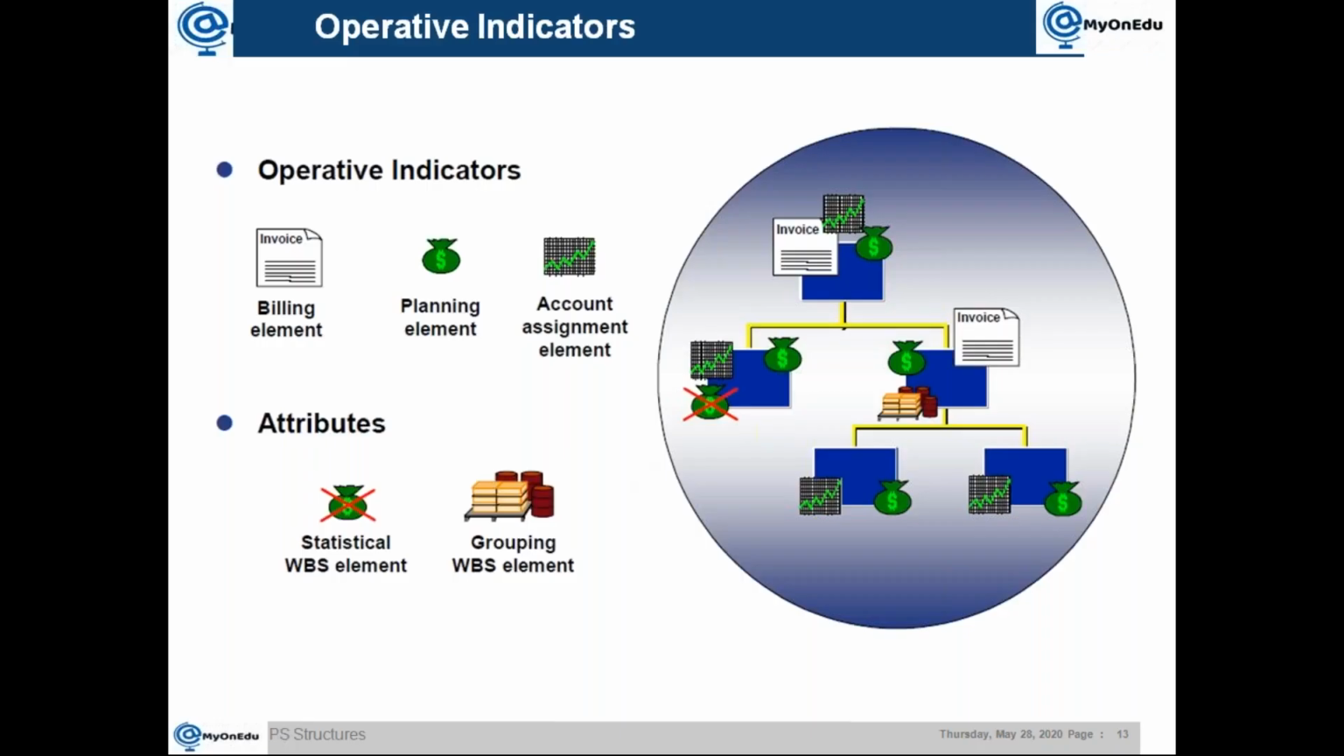Normally we use that. So this is one another attribute. Statistical, which I said, if you don't want to do any kind of actual postings, then you can do that. Then this is just for information purpose, the statistical we can do it. Then the grouping is something for grouping your material components into a certain WBS element, which will give you the flexibility to issue to any WBS element in that project.